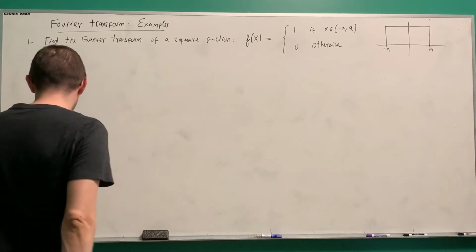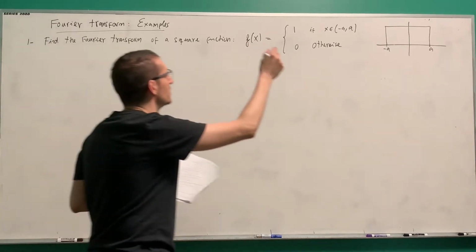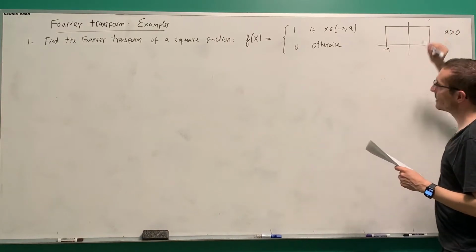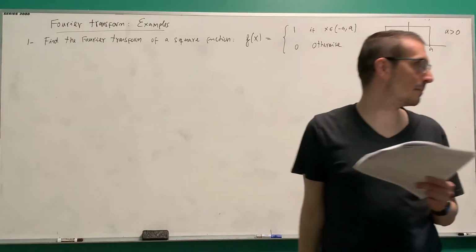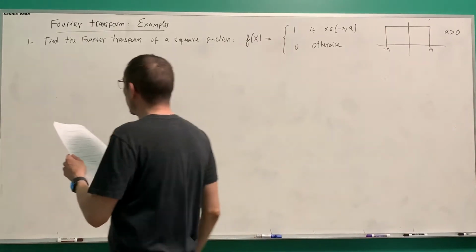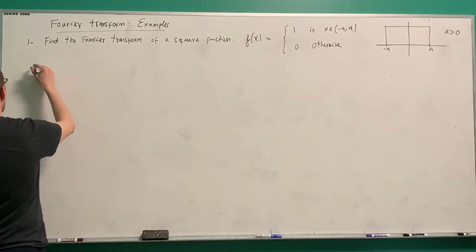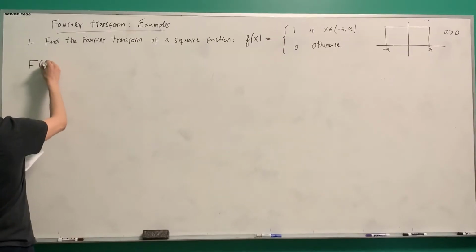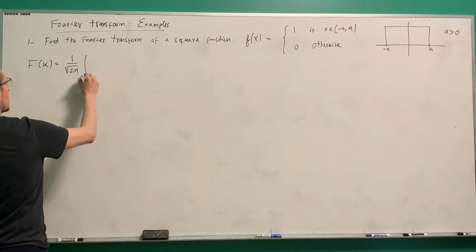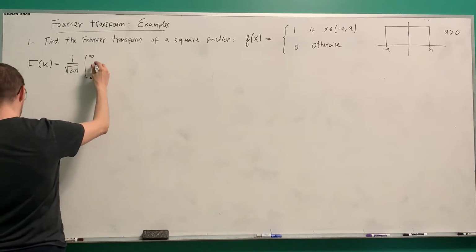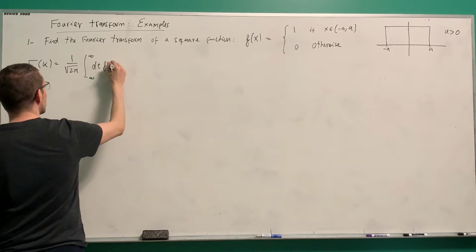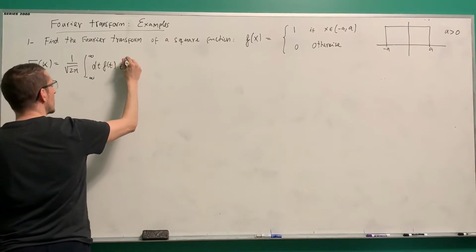All right. So a is larger than 0, of course. Let me just write a larger than 0. I didn't specify, but it makes little sense otherwise. Okay, so the first thing that we're going to do is apply the definition. Remember, the definition of the Fourier transform, f of k is 1 over square root 2 pi, integral from minus infinity to infinity dt of f of t, e to the ikt.